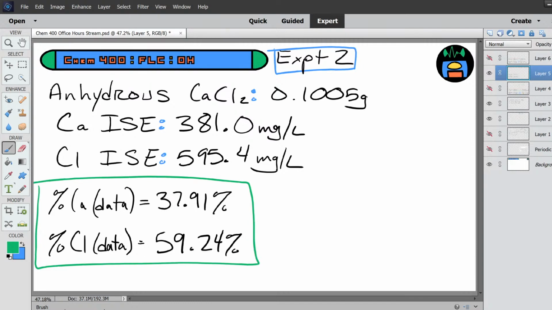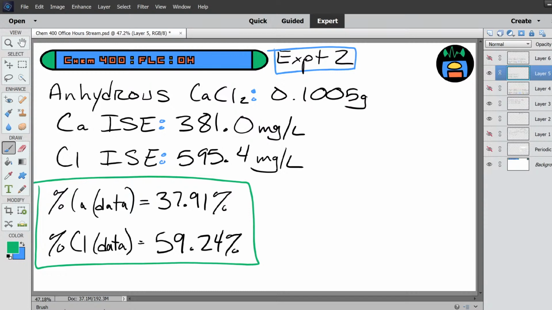Make sure that you remembered to do all the proper unit conversions along the way. But assuming that you did, you can be confident in your numbers, even though they will be different than mine. Now, let's go ahead and take a look. So this is how you do the calculation for the percent masses based on data.